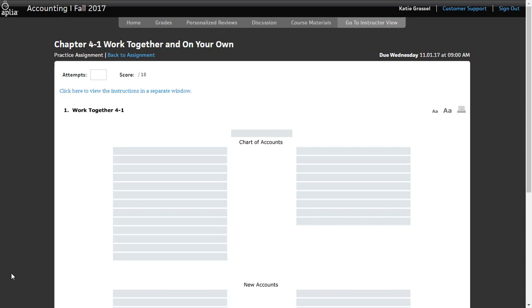We're starting chapter 4 today. And with chapter 4, we're going to be going through and working on something called the chart of accounts. The chart of accounts is a list of all of the accounts that a business can use.